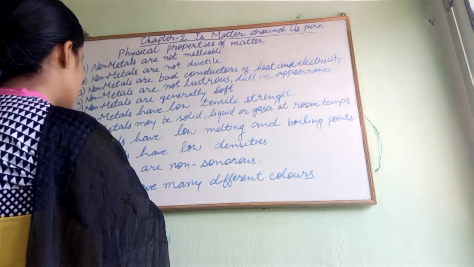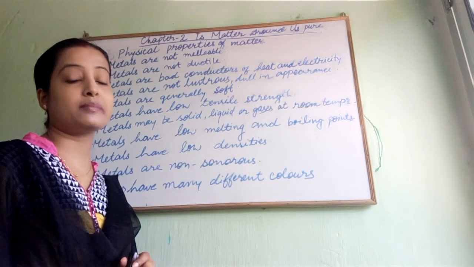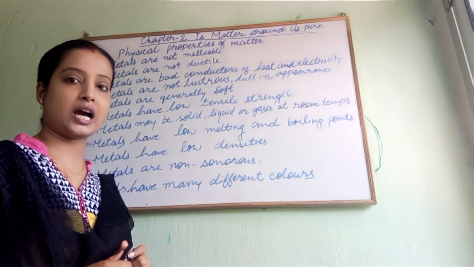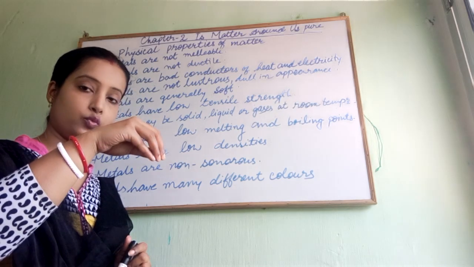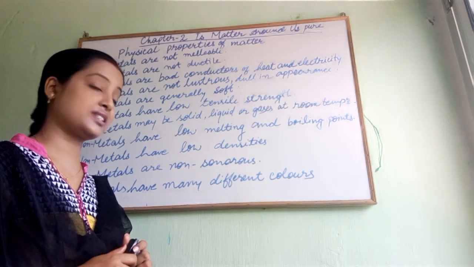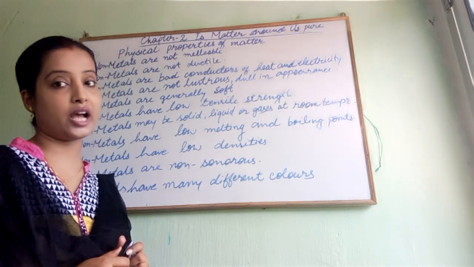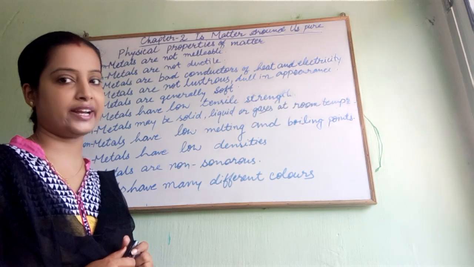Now comes to this one. Non-metals have low densities. That means they are not heavy. Whenever you put them on water, they will float on water. But there is an exception. Yes, of course, iodine. Iodine is the only non-metal which has high density.